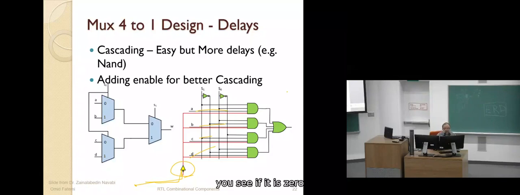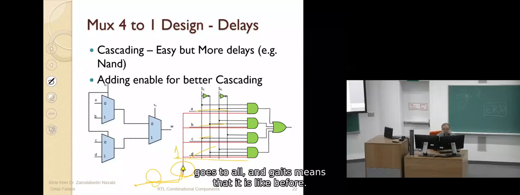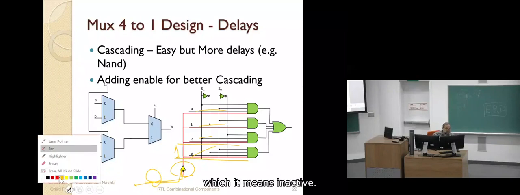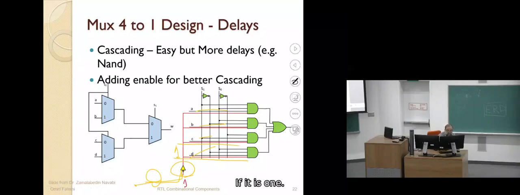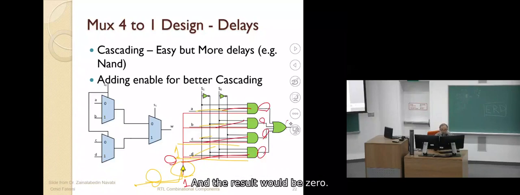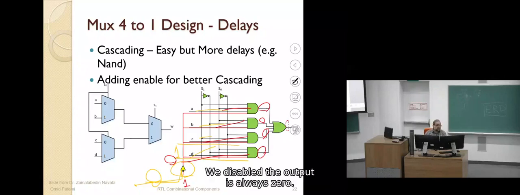So you see, if it is zero, then it means it is active. When it is zero, the inverter output is one, so one goes to all AND gates, which means it works like before. But if the enable input is one, which means inactive because it's active low, the inverter output is zero, and zero goes to all of the ANDs, so the result would be zero regardless of the inputs. Somehow we disabled this. It doesn't work as it should. The output is always zero. Whenever you put enable as one, because it is active low, it becomes inactive. Okay?